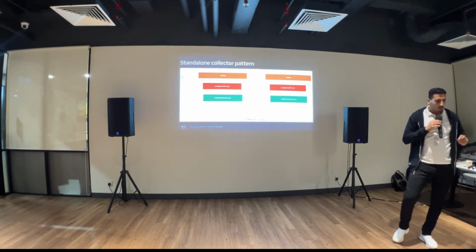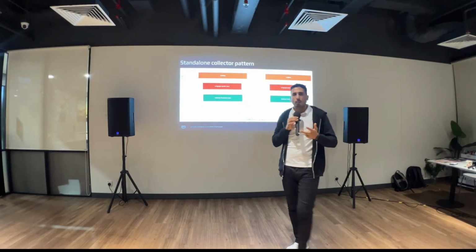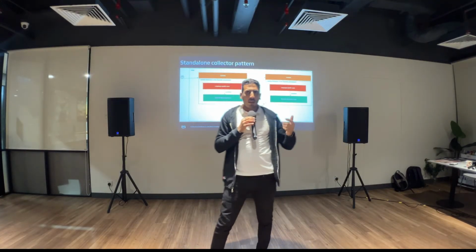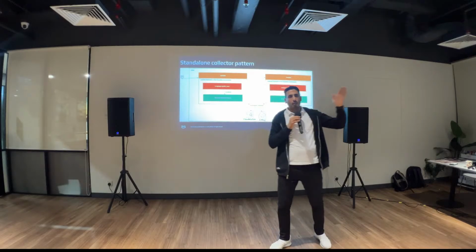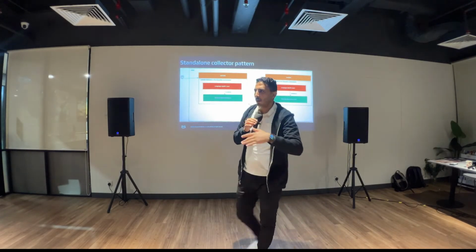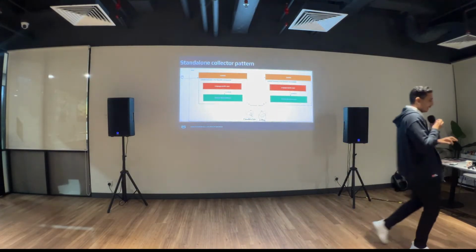We can just have another standalone collector, which can be deployed in EC2 or anywhere, right? That standalone collector can have all of your logic, like the sampling rate, the batch, the retry, and so on, and then it can send to your observability stack.